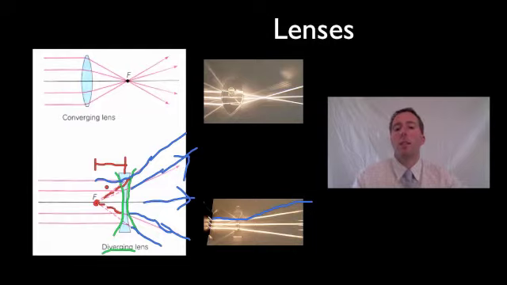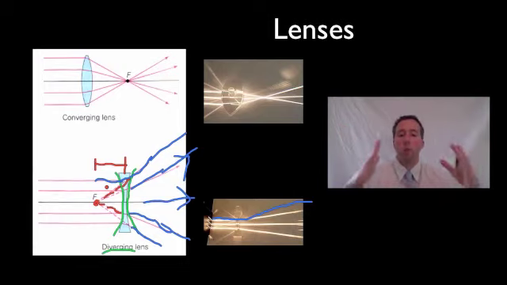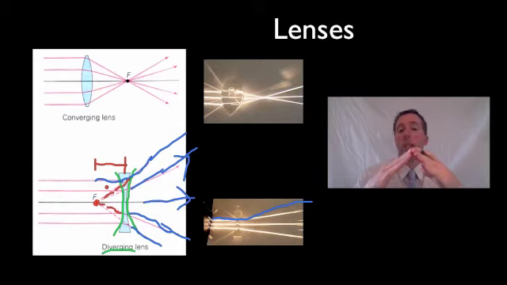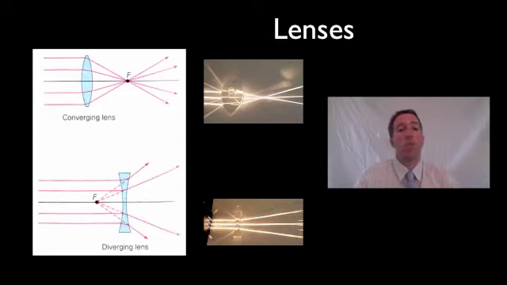Lenses can either be converging, and the light converges to a focal point, or they can be diverging. An example of a converging lens is a biconvex lens. An example of a diverging lens is a biconcave lens. That's all about lenses.